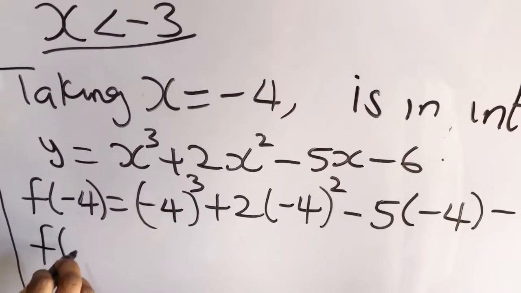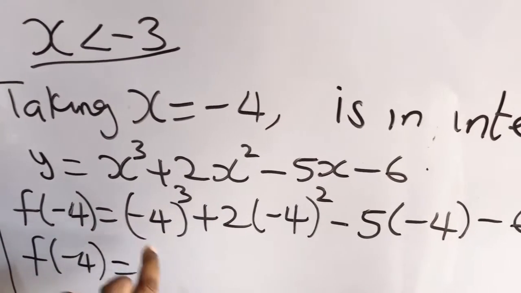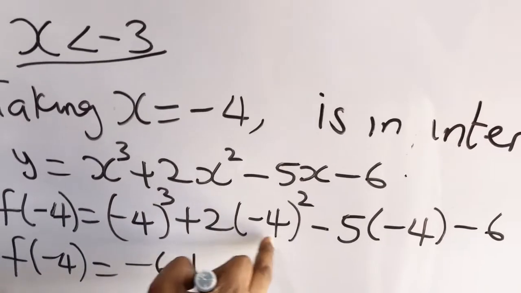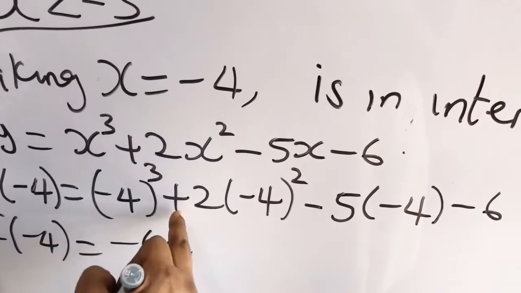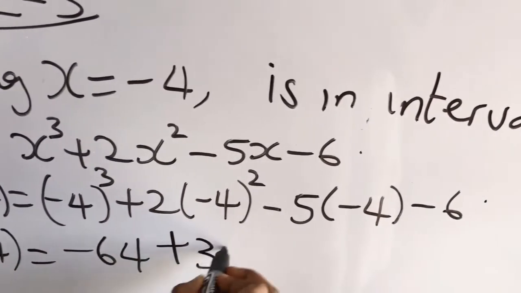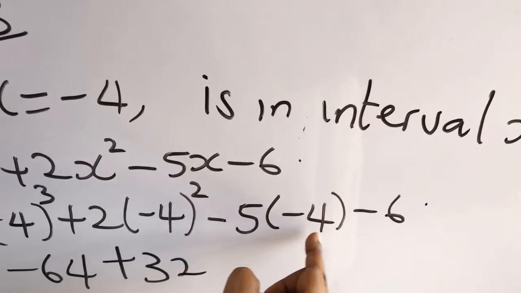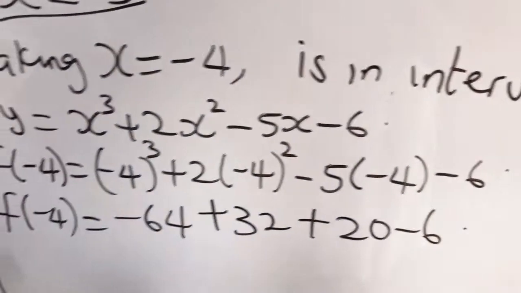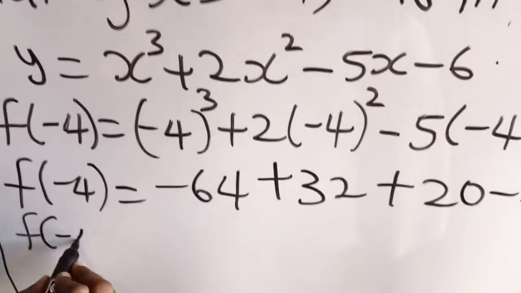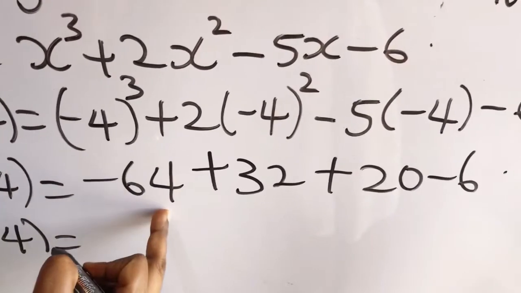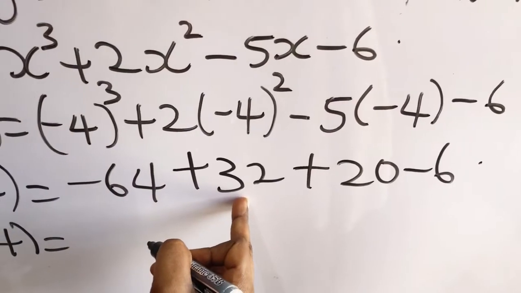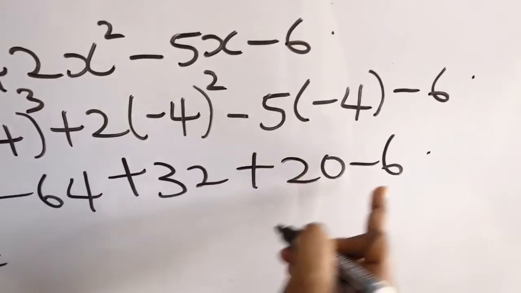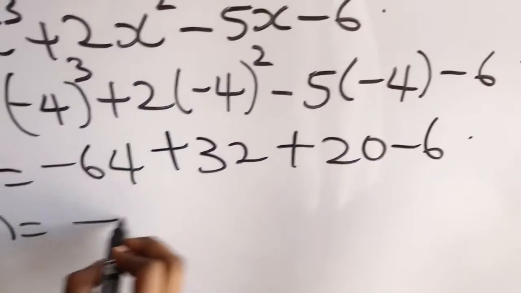So f of minus 4 will give us minus 4 cubed is minus 64. Then minus 4 squared is 16. 16 times plus 2 gives plus 32. Minus 5 multiplied by minus 4 gives plus 20. And we have minus 6. So f of minus 4 will be equal to minus 64 plus 32 is minus 32. Minus 32 plus 20 gives minus 12. Minus 12 minus 6 gives minus 18.